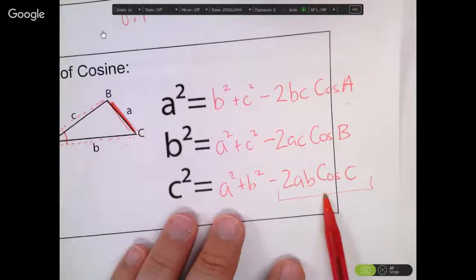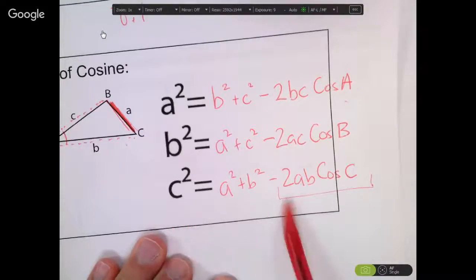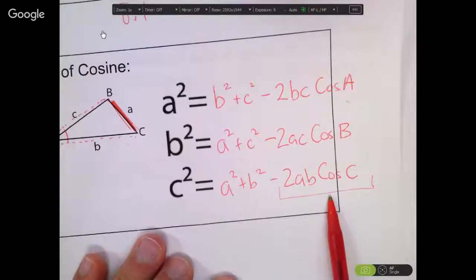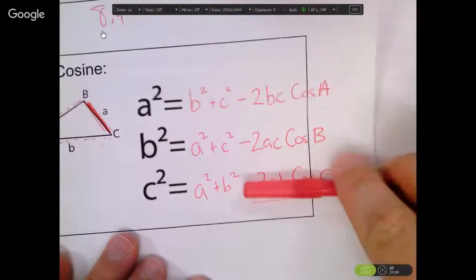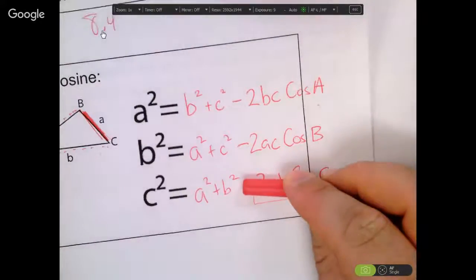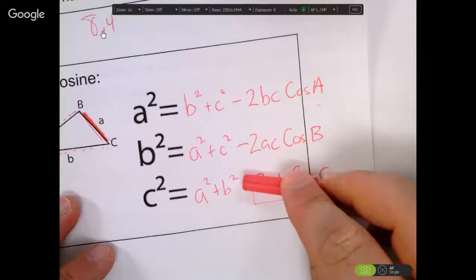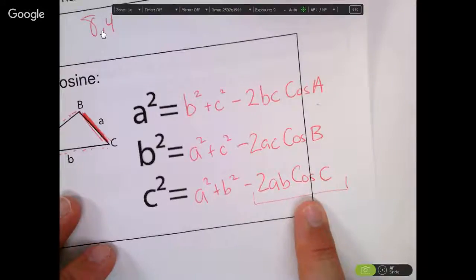Let me say it one more time. If this is a right triangle, C is the hypotenuse, cosine of C, what would this whole square have to equal? It'd have to equal 0. Because if it's subtracting 2AB times cosine, and this equals 0 and it's gone, then what do we have? The Pythagorean theorem. So they figured out, hey, the Pythagorean theorem works if you throw on this little other thing for non-right triangles.